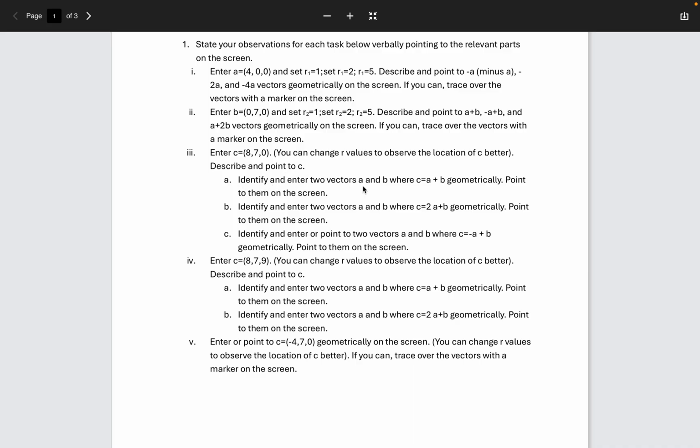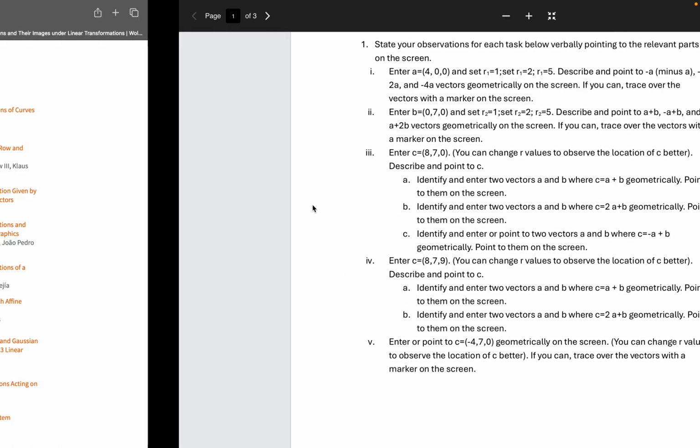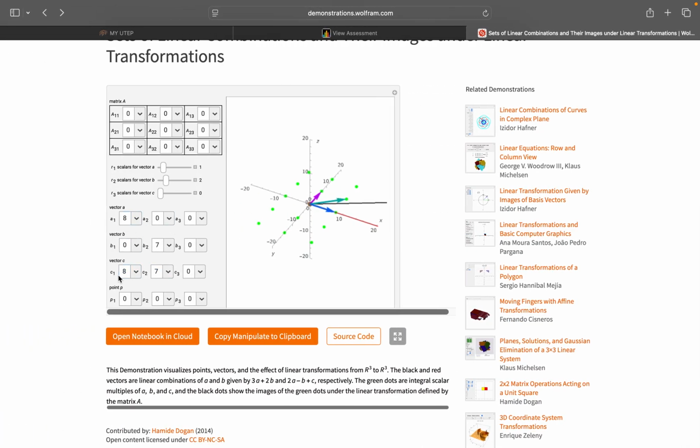Okay, so I identify the two vectors A and B, where C, A and B geometrically point. So we would mean that A plus B would give us C. So for that, our A would be 8 and our B would be 7. So these two, as you can see, when we add them, so A plus B, we would end up with C right here, which is the summation of these two equal to this one.